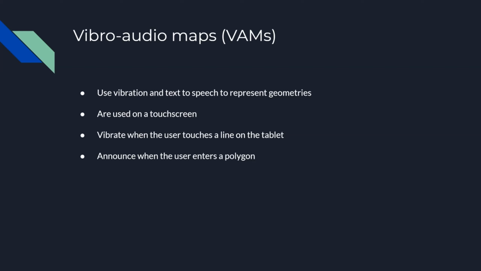So the first type of non-visual map we'll look at are Vibro-auditory maps. These are presented on a tablet, and you move your finger around the screen, and when you reach a line or a polygon or a point, it'll vibrate. When there's an intersection, like two lines intersecting, there'll be a pulse, and it will tell you the names of the two lines that intersect, and then you can move your finger along the intersecting line if you want to keep going.